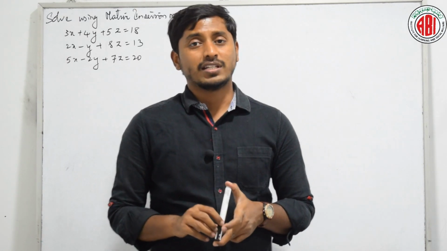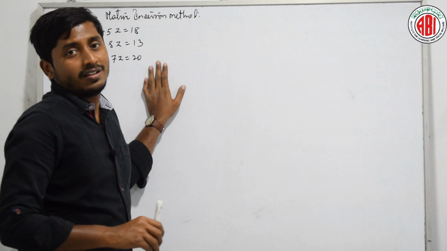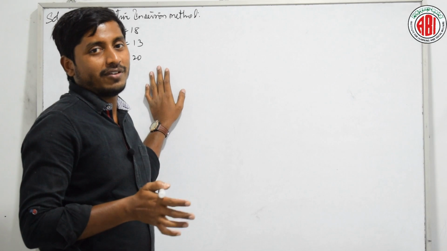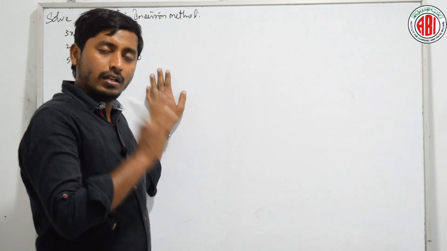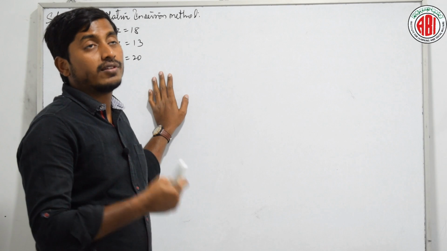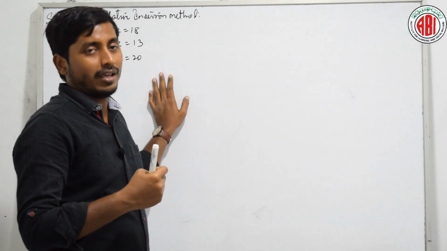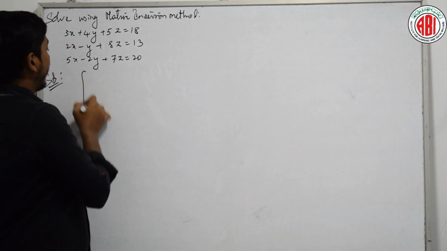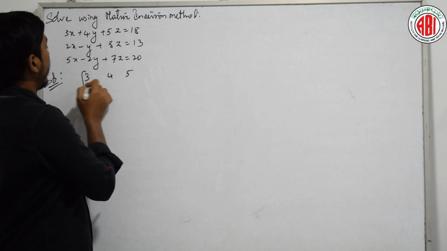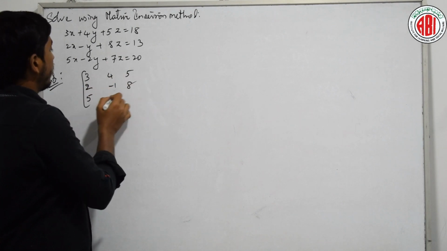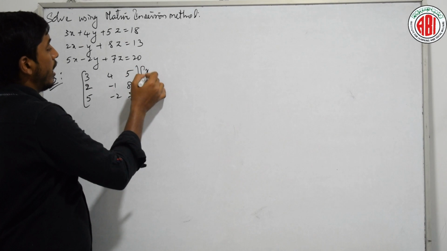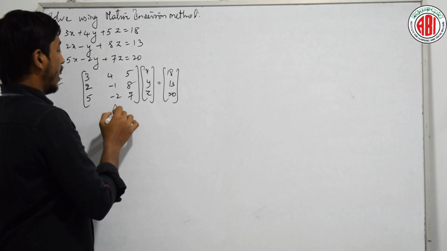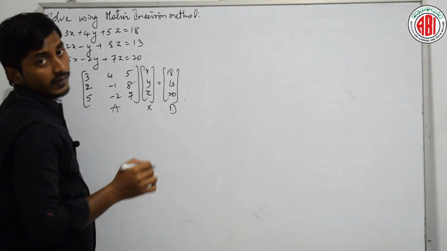Shall we do the problem? Let's do it. Look at the question here. These are the three equations. Hope you remember these three equations. The answer should be 3, 1, 1. Yes, we know how to solve using Cramer's method. Let us learn how to solve using the matrix inversion method. What is the first step? Obviously, writing in matrix form: 3, 4, 5, 2, minus 1, 8, 5, minus 2, 7 into x, y, z, equal to 18, 13, 20. A, X, D.